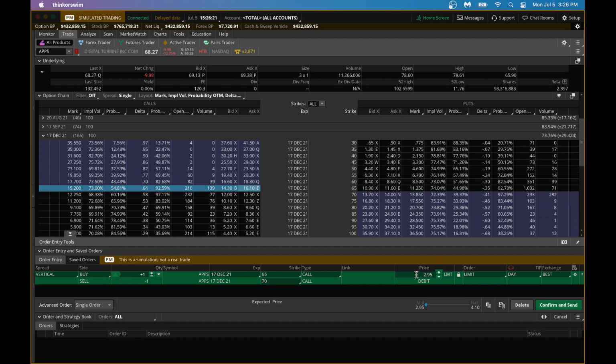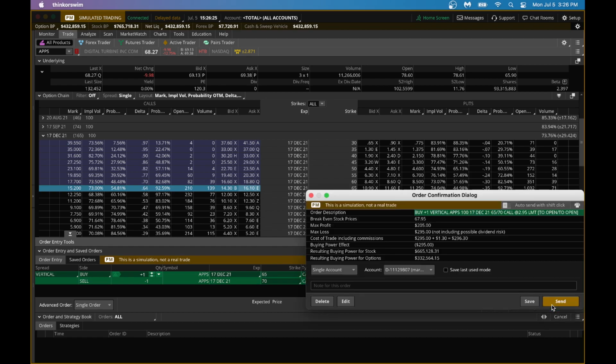Remaining money out of this $5 is your profit potential. If I confirm and send, you're paying $2.95 to make $2.05. Your break-even point is below the current stock price, which is $67.95. This is one way to play, but risk reward is not great. But at least you're not losing too much money. Your max loss is limited in this scenario.